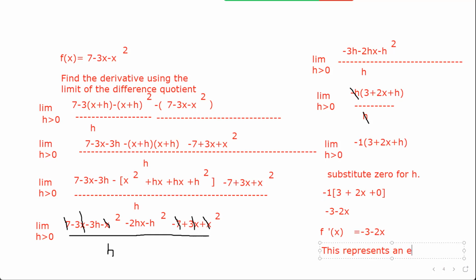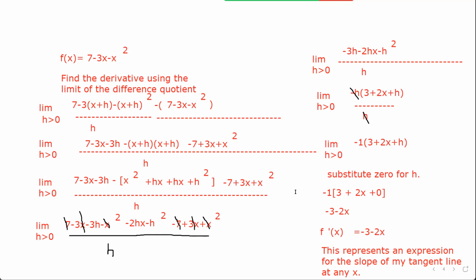This derivative represents an expression for the slope of my tangent line at any x. That makes sense? Now that's question 1. Question 2 asks you to find the equation of the tangent line. And I kind of did this for you in our lesson online.